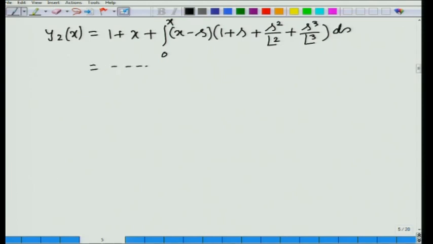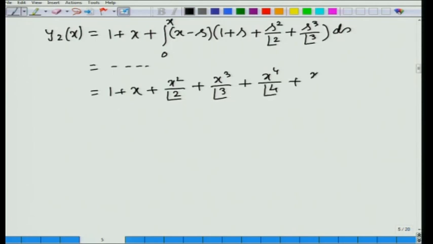If you evaluate it, then you will be having 1 plus x square by factorial 2 plus x cube divided by factorial 3 plus x to the power 4 by factorial 4 plus x to the power 5 divided by factorial 5. This will be the y2x.